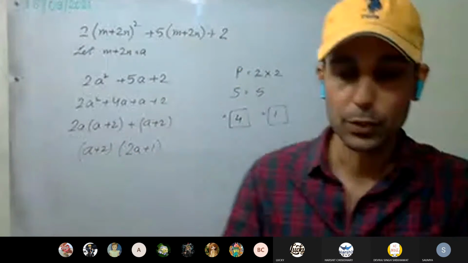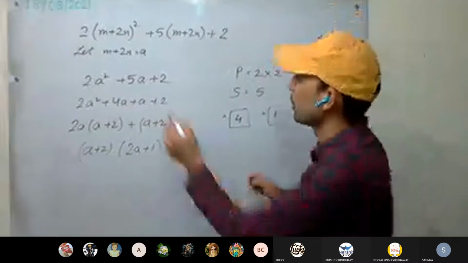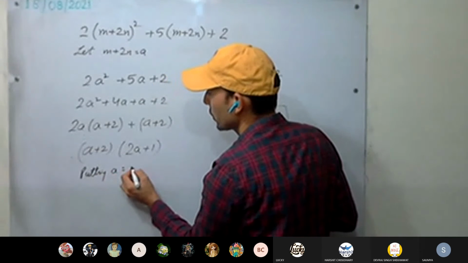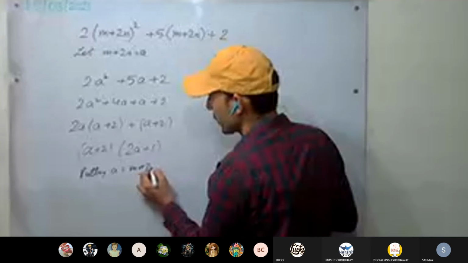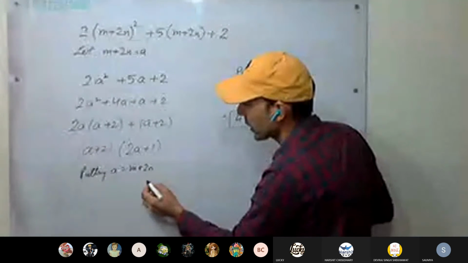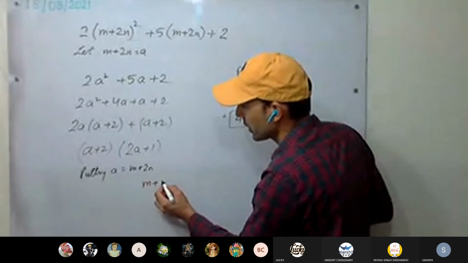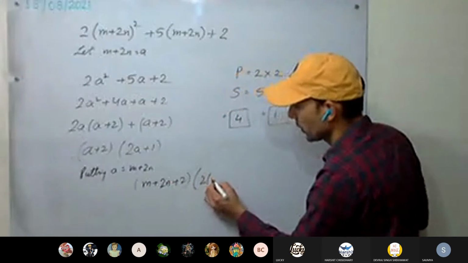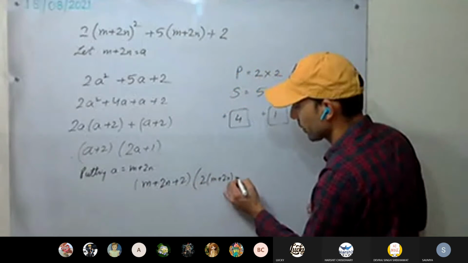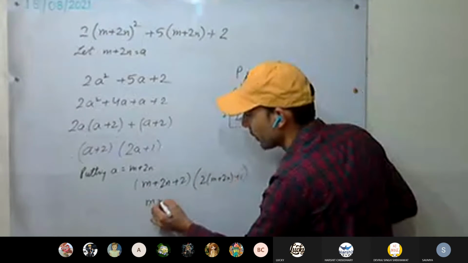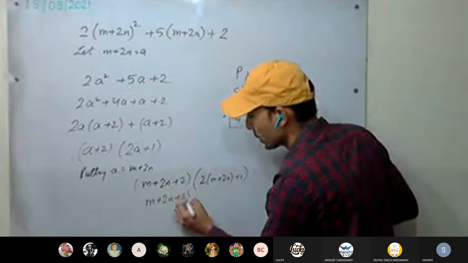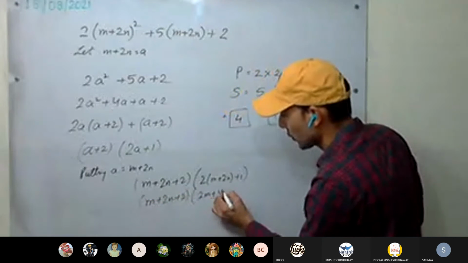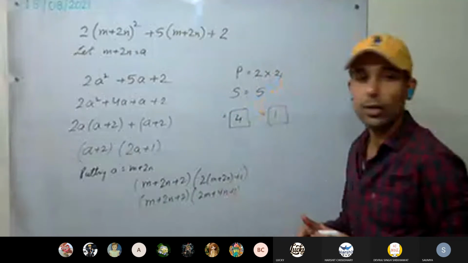Now we have to put back a equal to m plus 2n. Putting it there, we get m plus 2n plus 2, and here 2 into m plus 2n plus 1. So it will be m plus 2n plus 2, and here 2m plus 4n plus 1. Have you all understood?